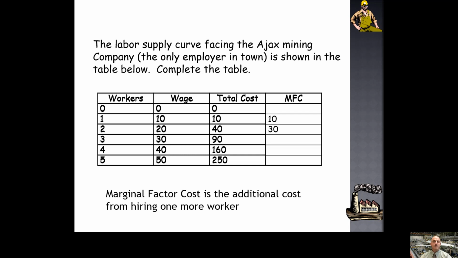Okay, so then in this last column, it's MFC. That stands for marginal factor cost, which essentially is the additional cost that you're going to incur by hiring an additional worker. So as we hire more workers, how much does our cost rise? So I go from 0 workers to 1 worker, my cost rises by $10. I go from 1 worker to 2 workers and my cost rises by $30. Finish the marginal factor cost.